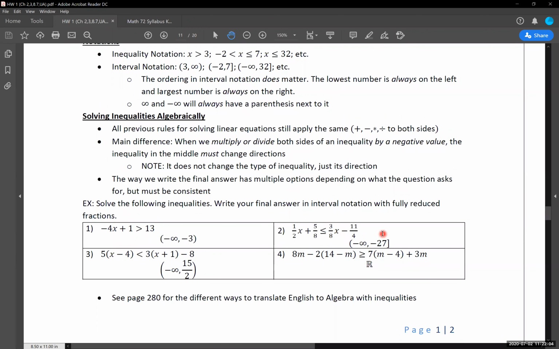The big difference that shows up, and I'll go through this with our first example: when we multiply or divide both sides of an inequality by a negative value, the inequality in the middle must change its direction. It should be noted this doesn't change the type of inequality, it just changes its direction. A problem that originally was greater than is going to become less than. It does not become less than or equal to, it just becomes less than. It just flips the direction of that inequality. I cannot emphasize this part enough. This has nothing to do with adding or subtracting from both sides. It is only if we multiply or divide both sides of an inequality by a negative value.